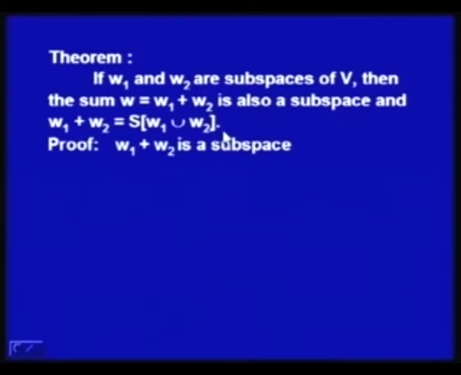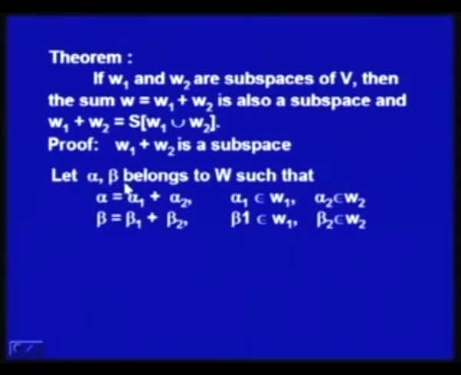Now, to prove this, I will first prove that W equal to W1 plus W2 is a subspace. So, let alpha, beta belong to W. Then, since W is W1 plus W2, this alpha can be written as alpha 1 plus alpha 2, alpha 1 belonging to W1 and alpha 2 belonging to W2. Beta also belongs to W, so this can also be written as beta 1 plus beta 2, beta 1 belonging to W1, beta 2 belonging to W2.